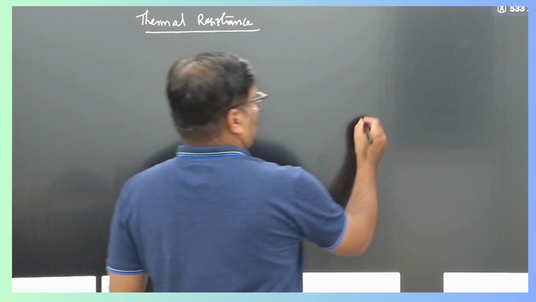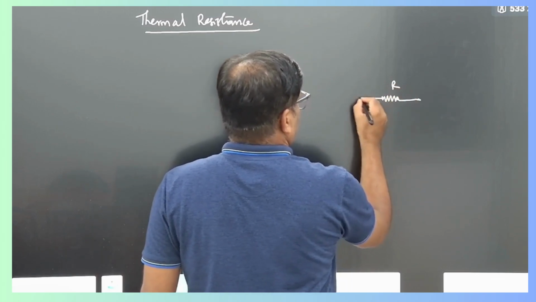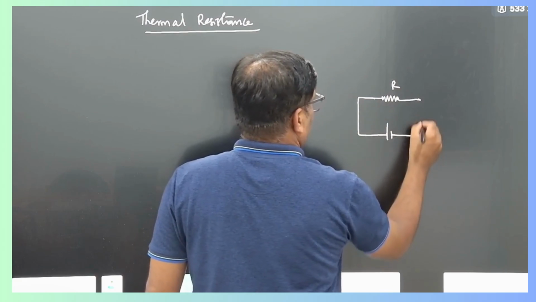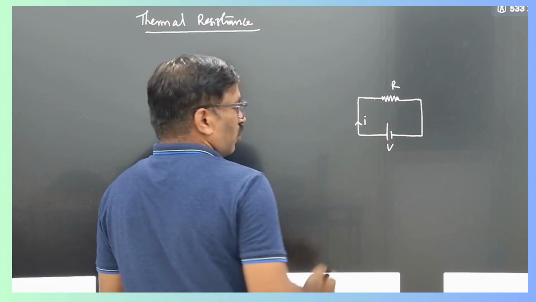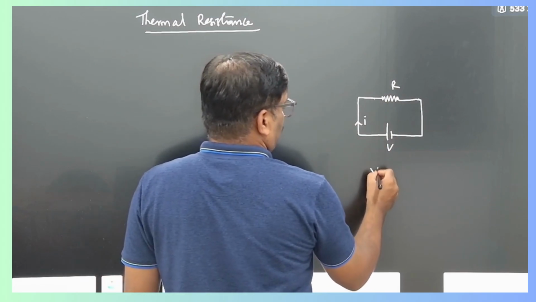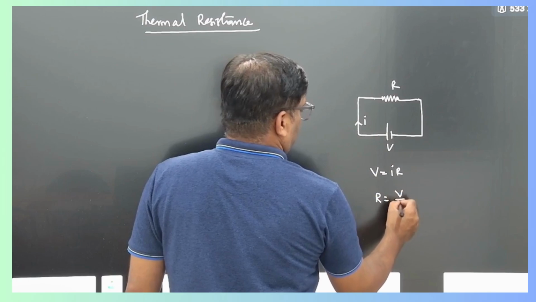Resistance is a word you already heard in current electricity, which we studied. There is one resistance connected to a potential difference, so current will be flowing. We write Ohm's law: V equals IR, or R equals V by I. So V is the potential difference.